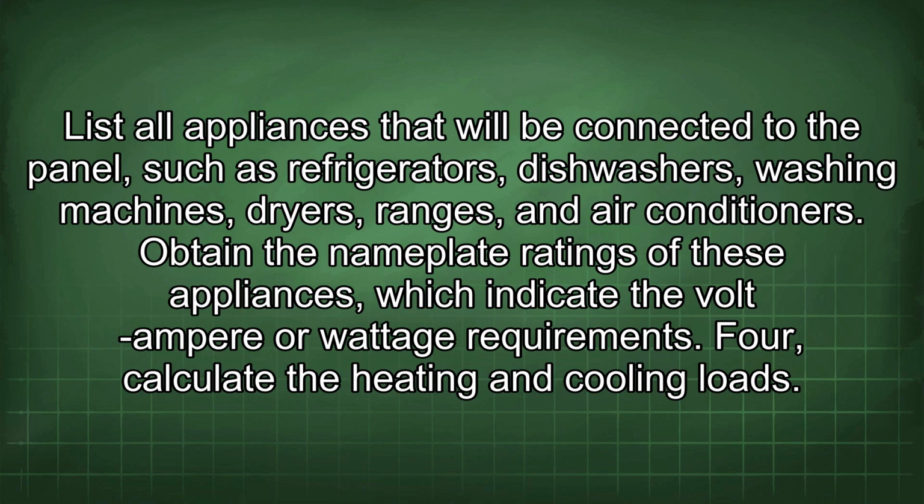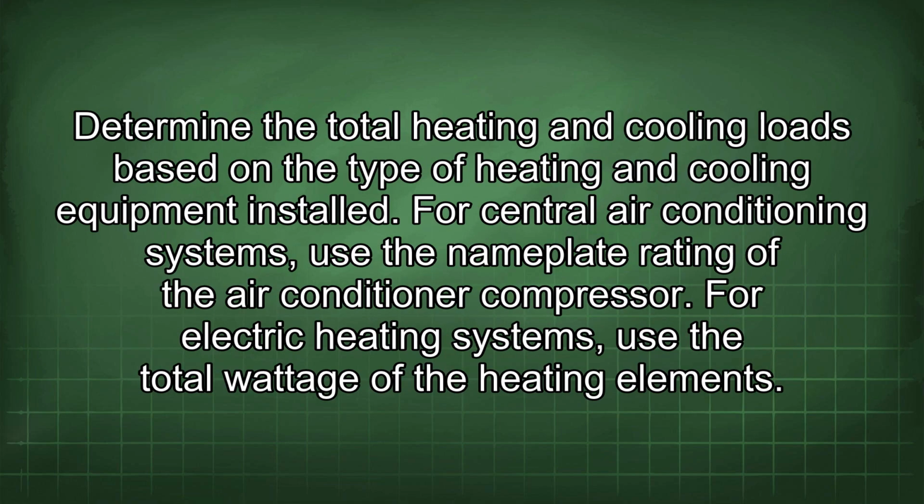4. Calculate the heating and cooling loads. Determine the total heating and cooling loads based on the type of heating and cooling equipment installed. For central air conditioning systems, use the nameplate rating of the air conditioner compressor. For electric heating systems, use the total wattage of the heating elements.